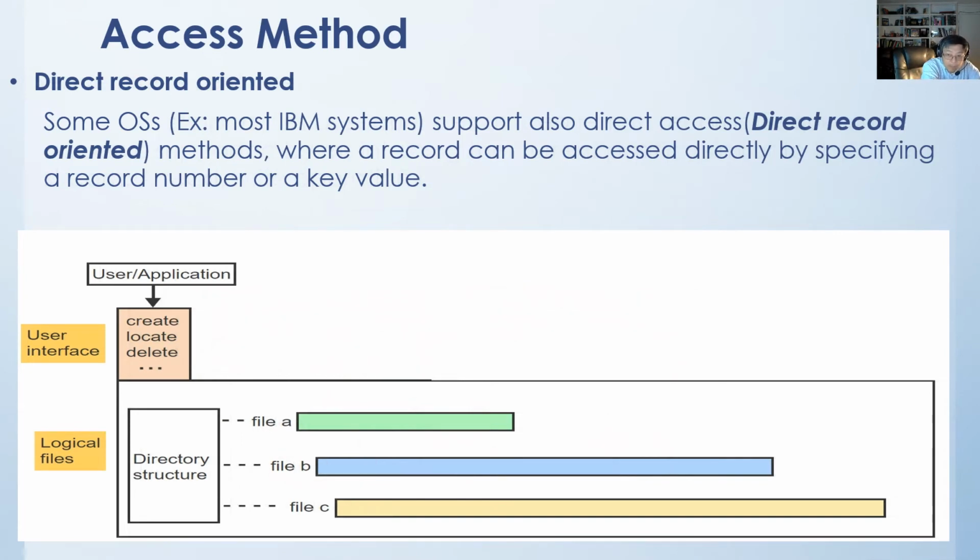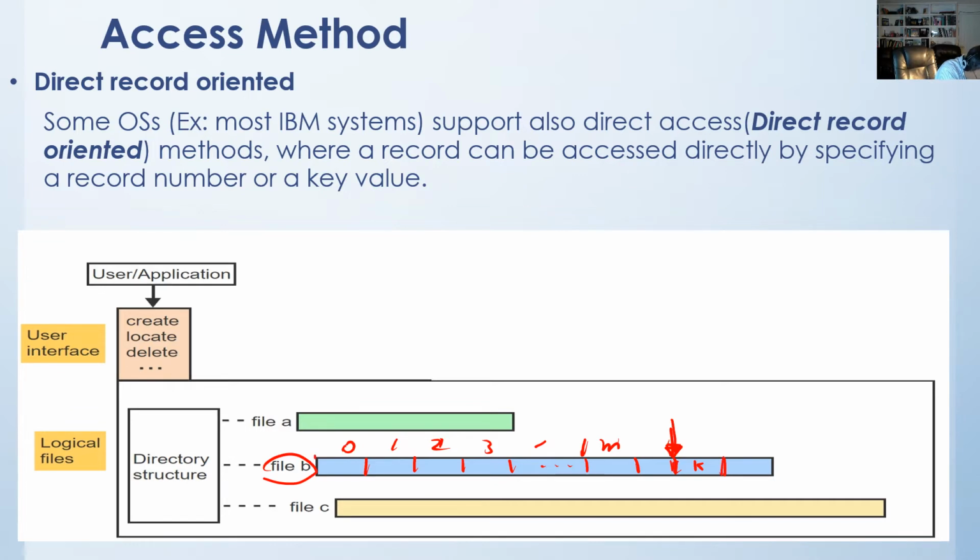Now, the fixed length record files, like file B. Here's record 0, 1, 2, 3, 4, 5, all the way to record N. So the fixed length record files also support direct access, because the starting position of any record K can be calculated by multiplying K by the record length. Here's the record K, the starting position of the record K.